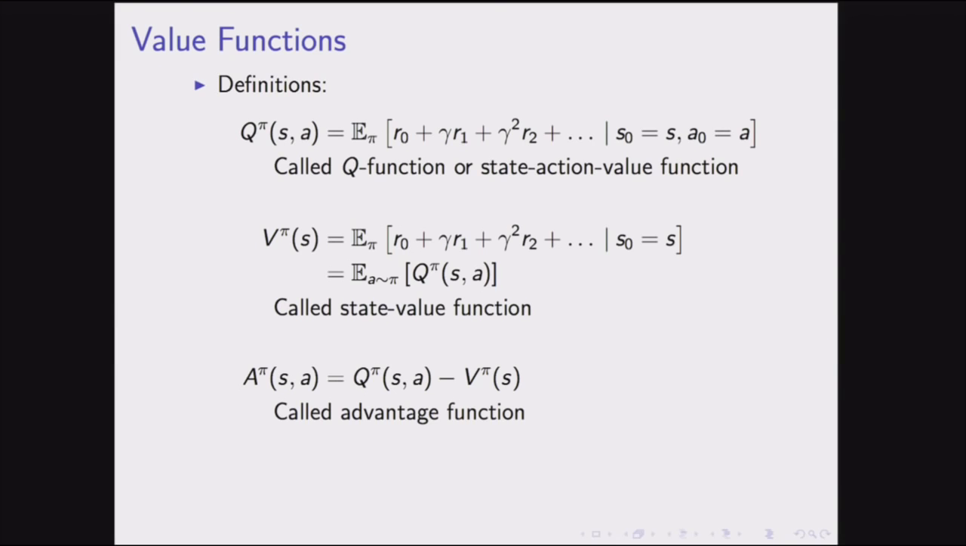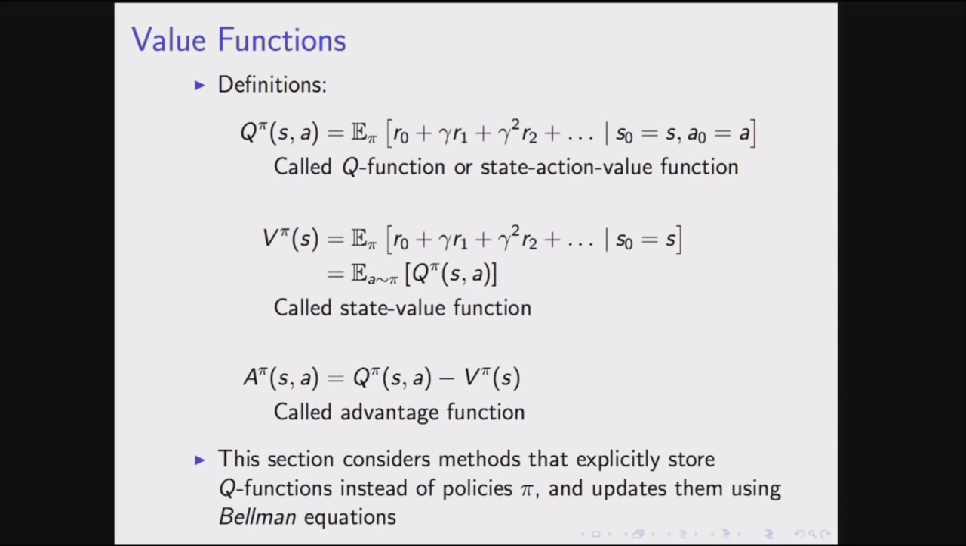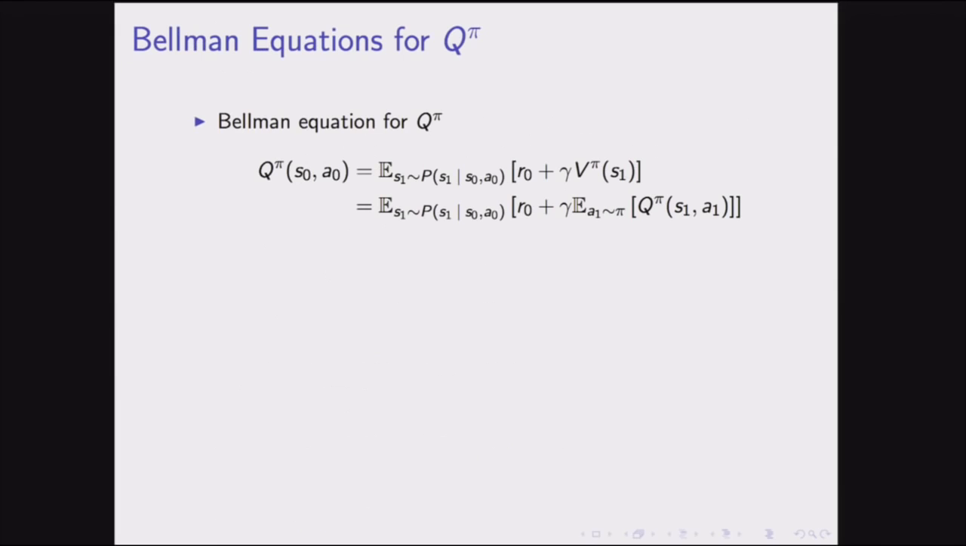We're not going to talk about advantage functions in this section, but this corresponds to the notion of an advantage estimator we briefly mentioned in the previous section. So here we're going to consider methods that explicitly store and update the Q function instead of the policy, and update them using what are called Bellman equations.